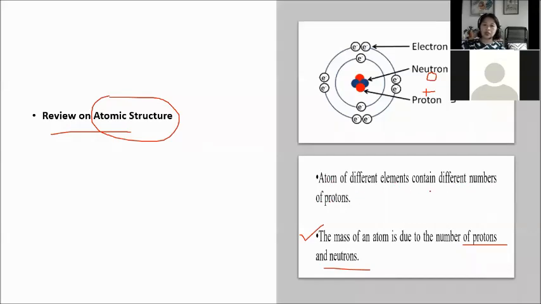Atoms of different elements contain different numbers of protons. May mga tanong doon last time. Kasi pareho lang ang subatomic particles ng atom: electron, neutron, and proton. So why is it that they have different characteristics or properties? Kasi they differ in number. They differ in number of electrons, number of neutrons, number of protons. That's why may different characteristics yung mga atoms.